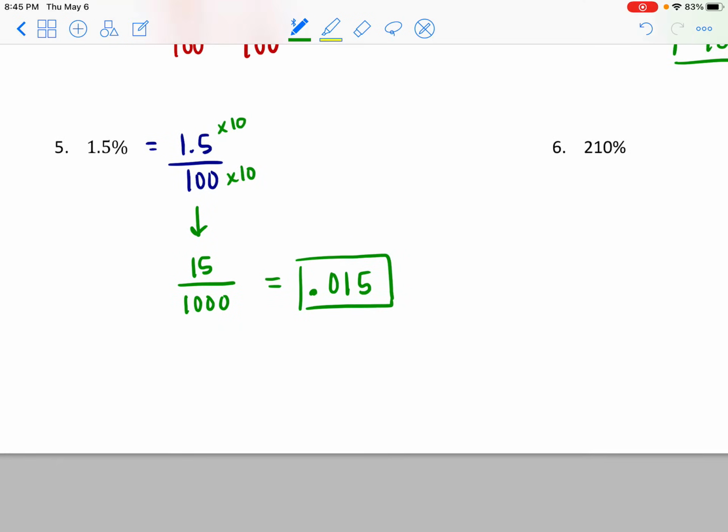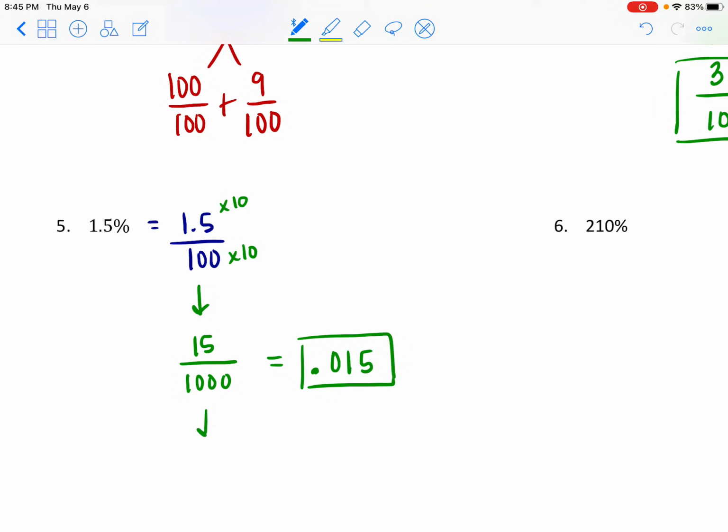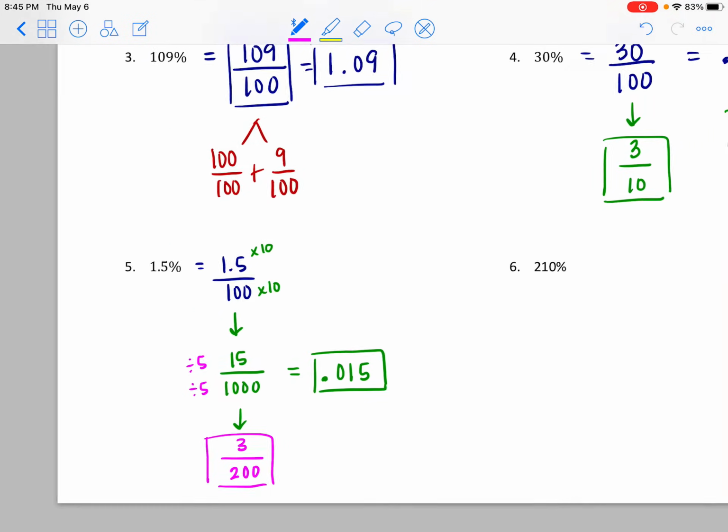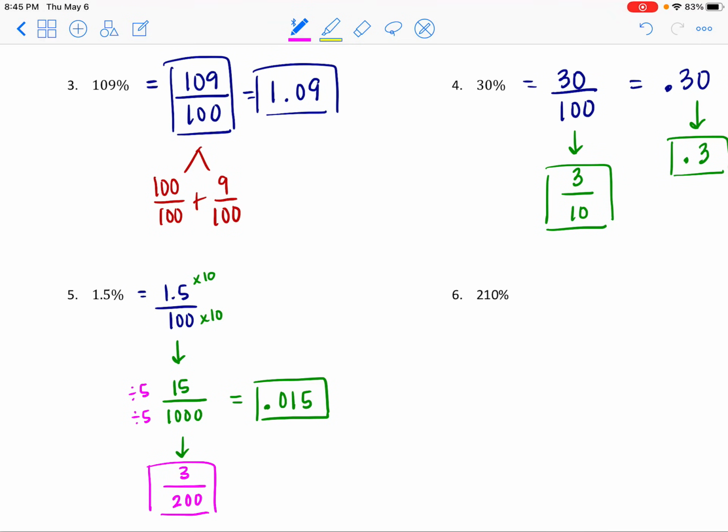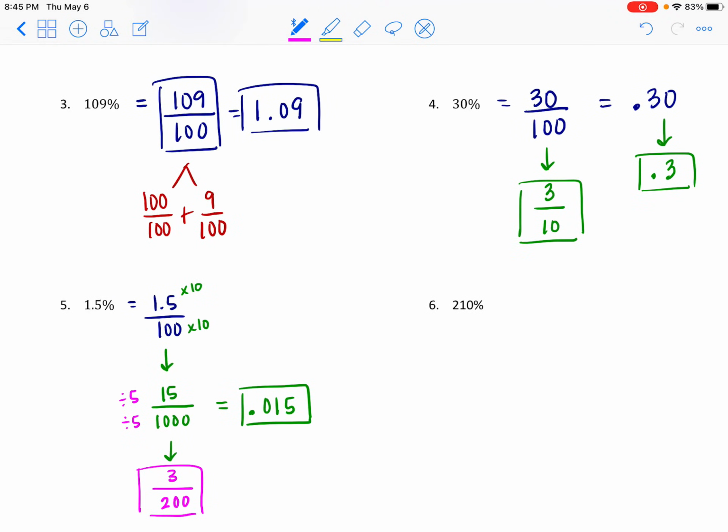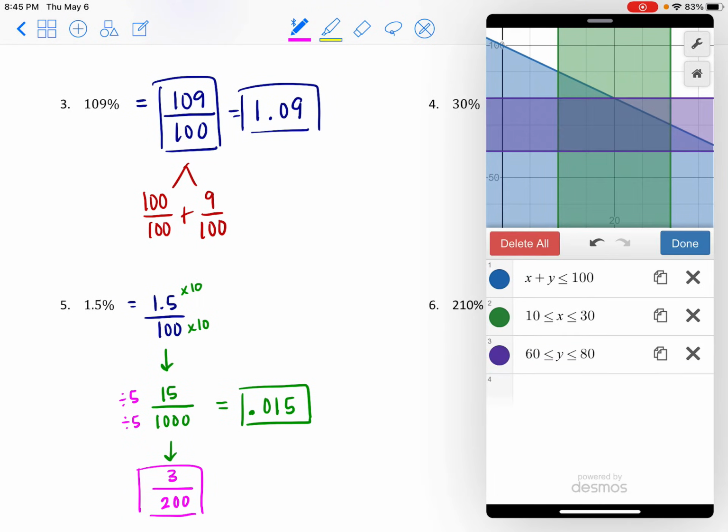And then I'm going to go a little further with the fraction here because I know that this reduces. I can actually divide the top and the bottom of this particular fraction by 5. So if I divide by 5 on the top, I'm going to get 3. And then divide by 5 on the bottom, I'm going to get 200. And that's going to be the simplest form of my fraction there. Okay? I know that some of these might be a little tricky, and I understand 100%.